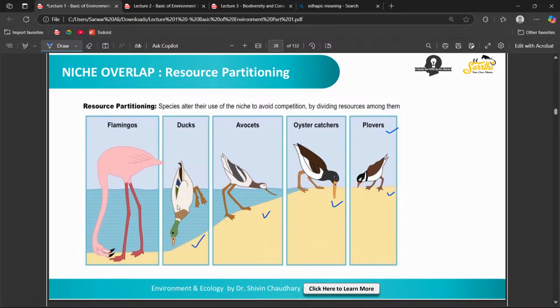Ducks hunt a little deeper, and flamingos you will find in the middle of the lake, right? Flamingos hunt in deeper waters as compared to ducks. Ducks hunt in deeper waters as compared to avocets. Oyster catchers hunt in deeper soil, and plovers will find food that is lying upon the soil, right? So they have more or less the same niche, a lake and a water body and soil, but they have divided the resources amongst them in such a way that there is less overlap.